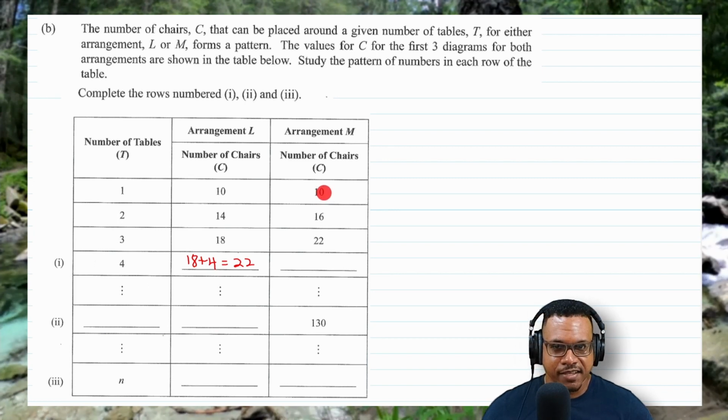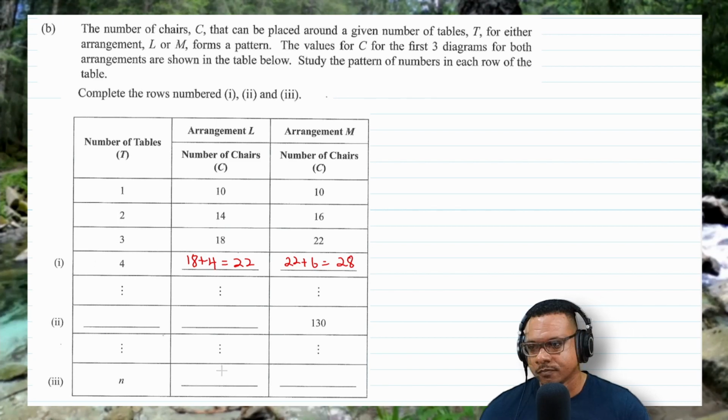Now on this side for arrangement M, 10 plus 6 is 16, and 16 plus 6 is 22. So for this missing one here, I'll have 22 plus 6, which will be equal to 28. So this is that part completed: 22 here and 28 here.